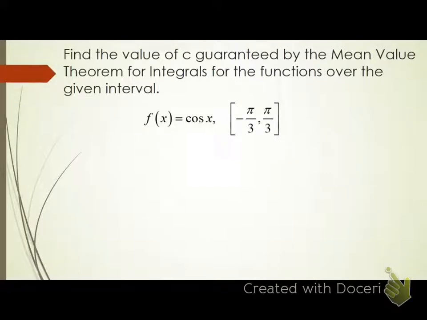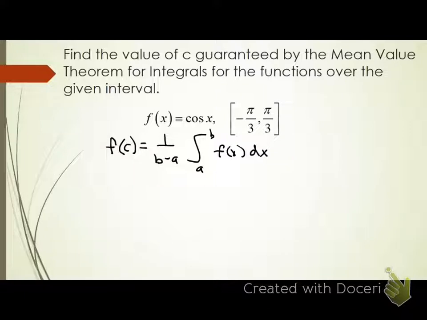So find the value of c guaranteed by the mean value theorem for integrals for the function over the given interval. If we go back in time to find f of c, now they said find the value of c, but we know f of c, this is the mean value theorem. That's 1 over b minus a of the integral from a to b of f of x dx.